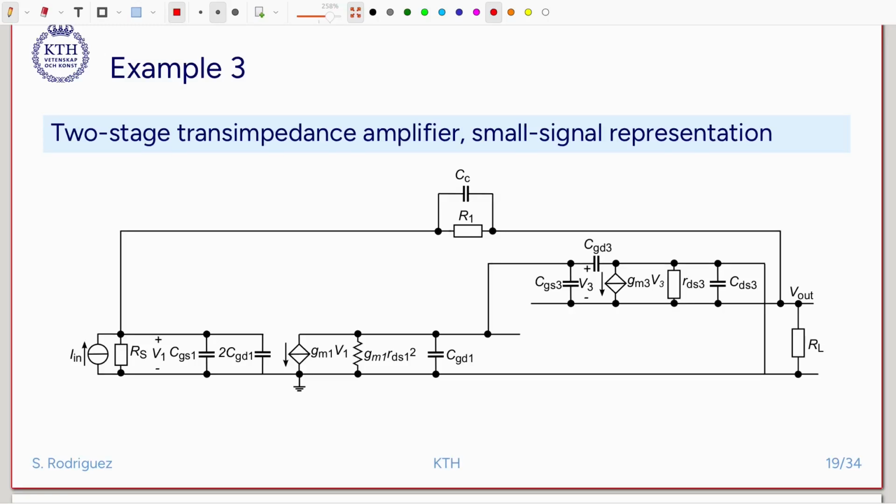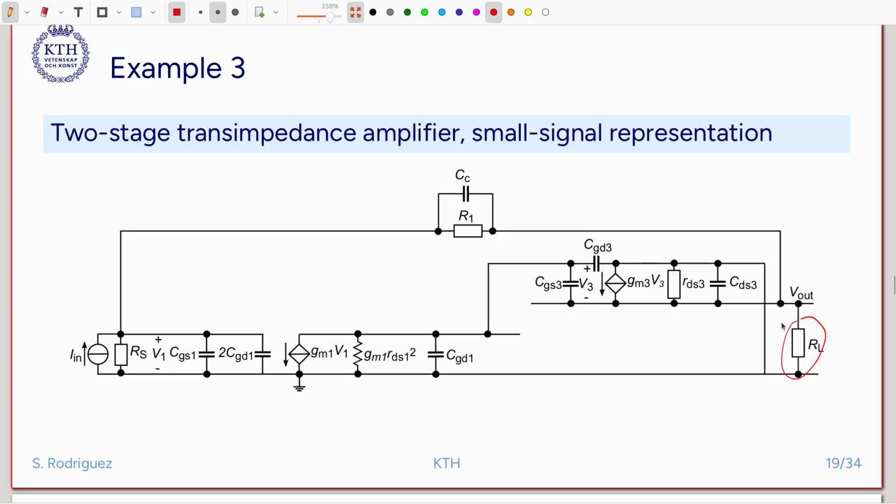The third example is the same transimpedance amplifier, but this time it will be implemented as a two-stage amplifier. The first stage will be a cascode stage, and the second stage a common drain stage, and this time we'll be driving a resistive load.